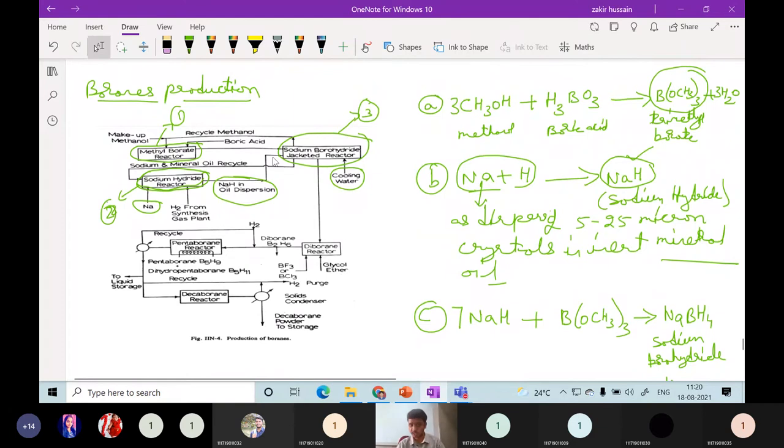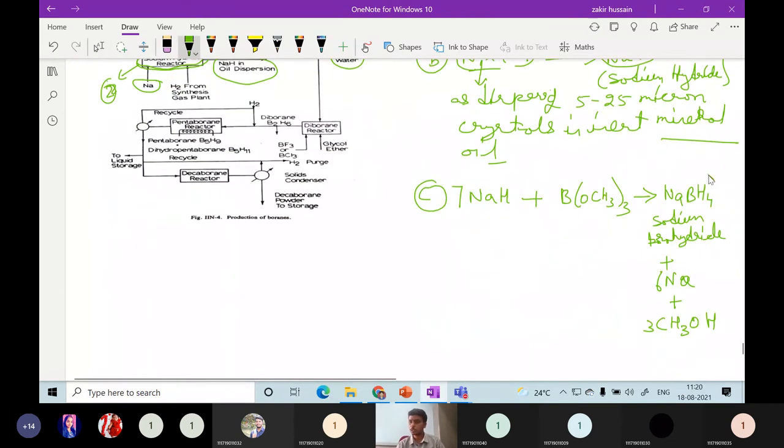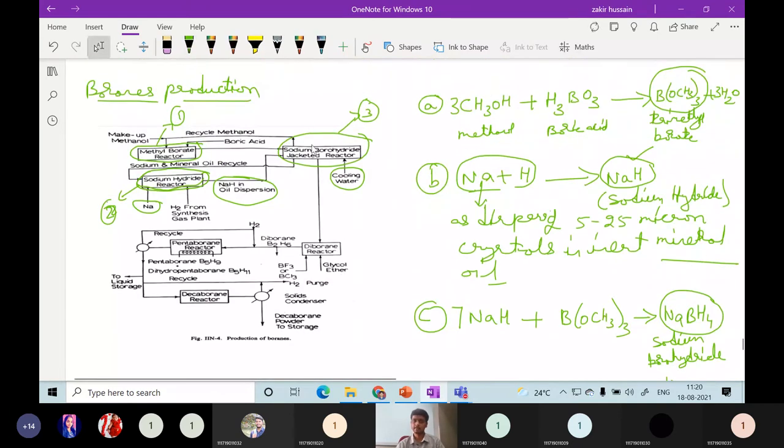Because this reaction is very exothermic, heat liberation will be very high. To control the reactor heat, we need to circulate cooling water. After that, the product, sodium borohydride, will be formed in reactor 3 and taken to the diborane reactor. Whatever mineral oil has been used will be recycled back to the sodium hydride reactor.